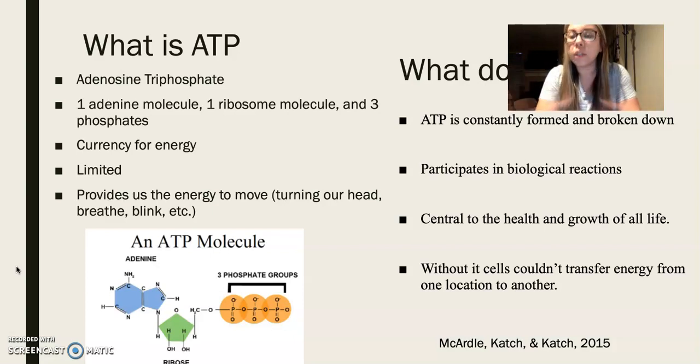It's limited, so it's constantly having to be made throughout your body for you to be able to get the energy to not only work out, but to do simple things like turning your head, breathing, blinking. What does ATP do? It's constantly being formed and broken down, as I mentioned before, because it is limited. It participates in biological reactions and is central to the health and growth of all life. Without this, cells couldn't transfer energy from one location to another. So it's pretty vital in our body.